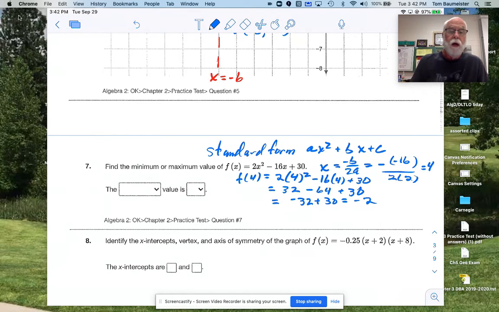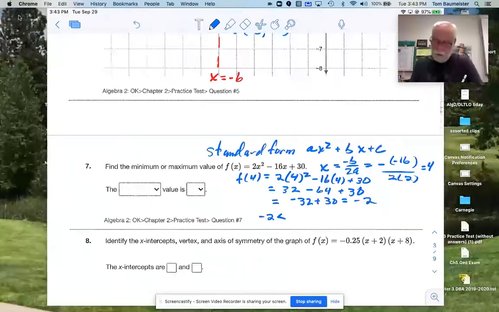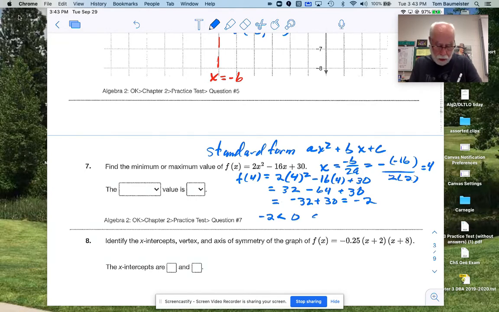Remember, it's our y value, our f of x value, which gives us the maximum or minimum value. If it's negative 2, that would make it less than 0, and since it is less than 0, you know it has to be a minimum. So right here, we would say the minimum value is negative 2.